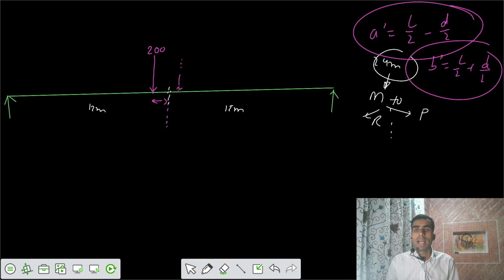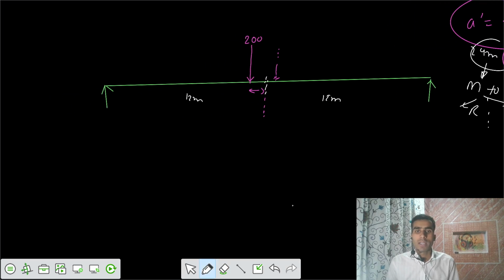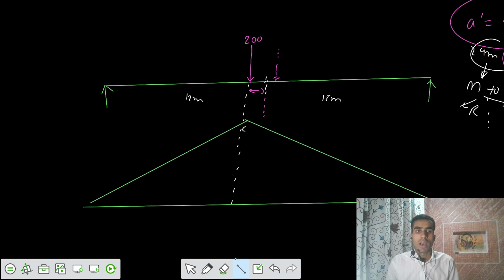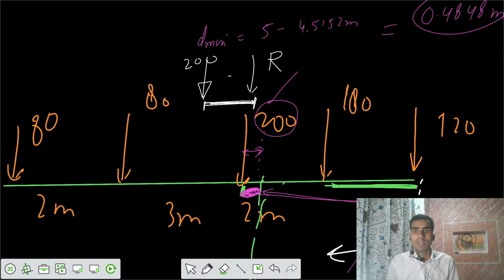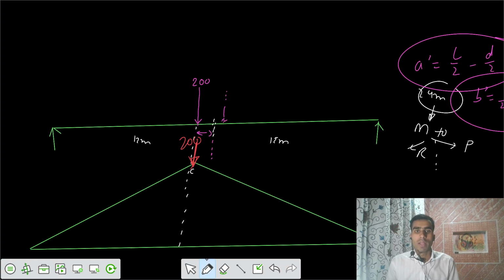Here we have A dash lesser than B dash. So your critical section is that under the heavier load. This is our critical section C. So under this section we can get the ILD for that beam. On this section we have to keep that critical load of 200 kilonewton. This is our 200, and accordingly we have other loads also. We have 200 from this side, 180, 120, 180, 120, 180, and 120. From this side we have two loads of 80. This is 2 meter, this is 3 meter.